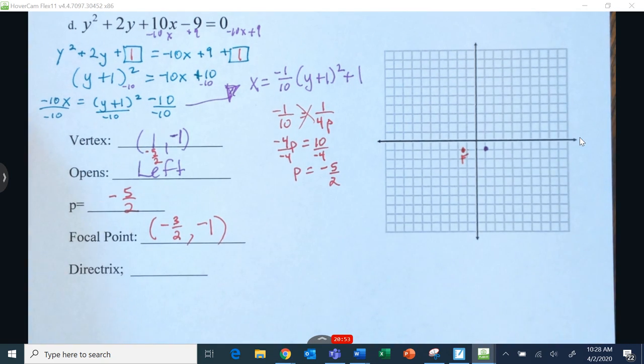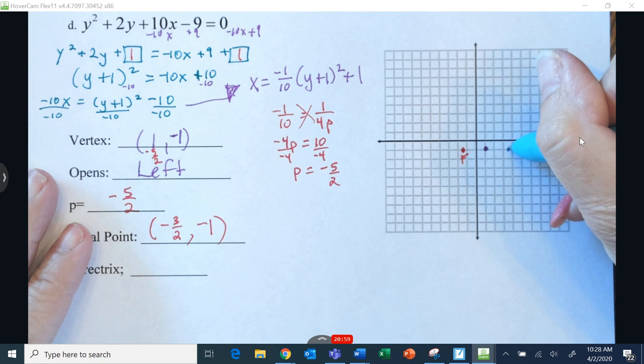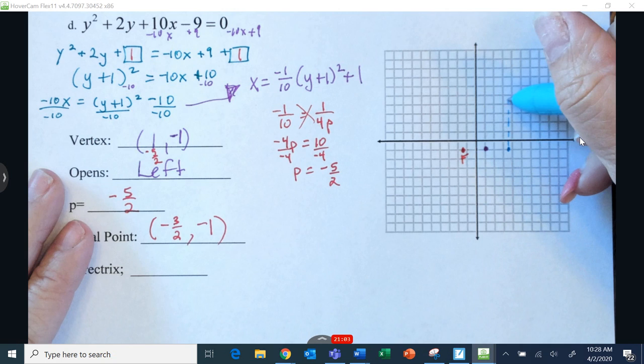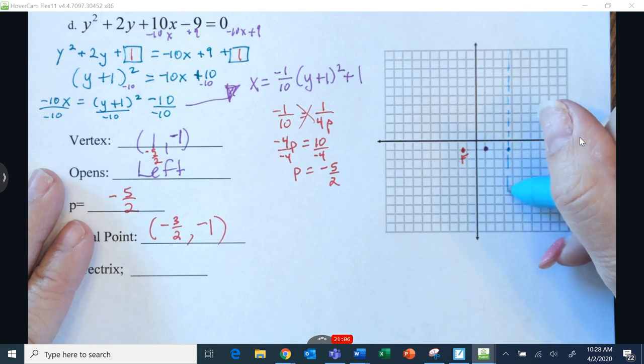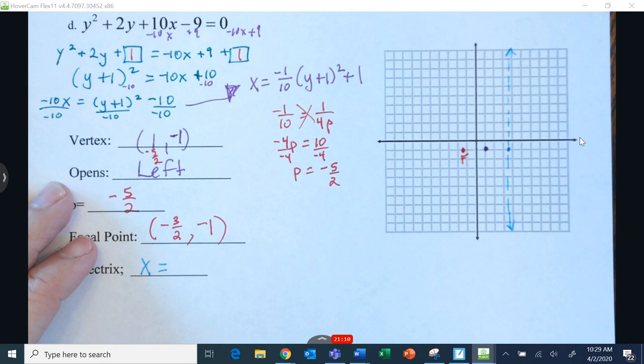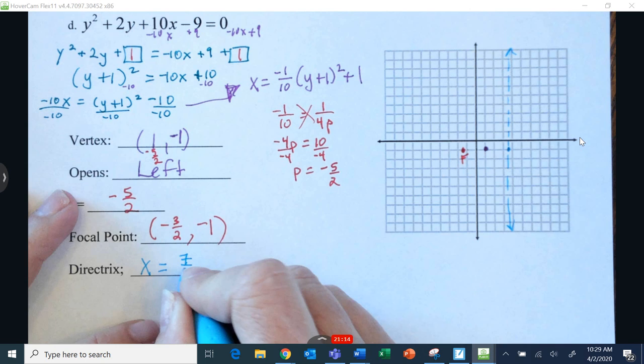The directrix is going to go in the other direction. We're going to go 5/2, or 1, 2, 1/2, this direction. And this is an x equals kind, so we're going to go up and down, x equals for our directrix. x equals, what is this, 3 1/2, 7/2.